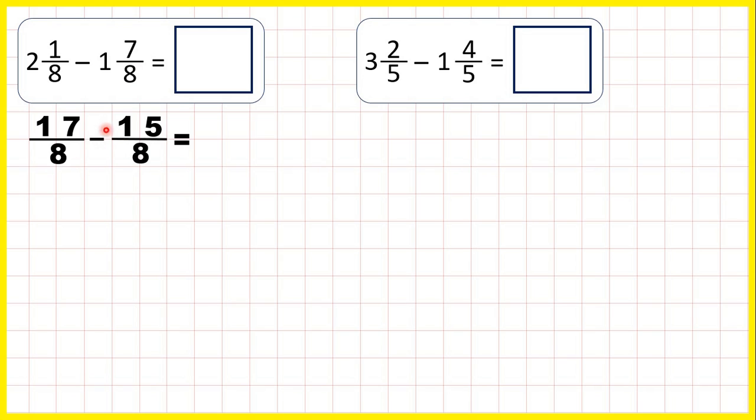Now, when we're subtracting fractions, we keep the denominators the same, so the denominator of our answer is 8, and 17 minus 15 is 2, so our answer is 2/8.